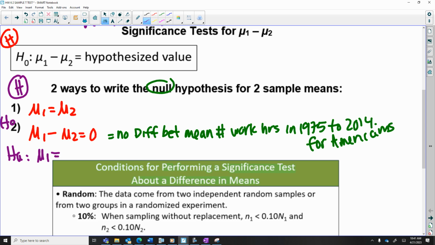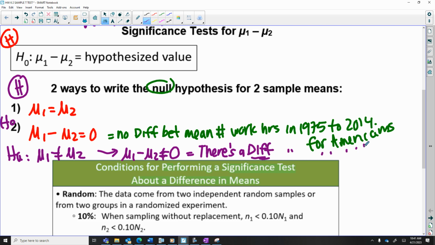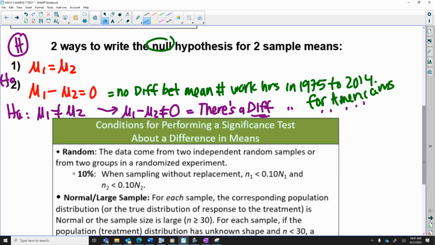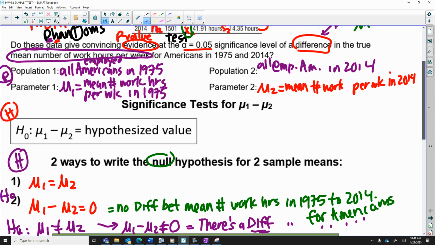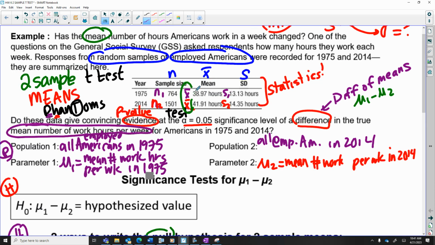There is a difference. Mu1 is not equal to mu2, or mu1 minus mu2 is not equal to 0. There is a difference between the mean number of working hours for Americans in the 2 years. I think there's a difference because I'm sure it went up. Let's look back and see. Did it go up? Yep, it went up just based on the sample, but is it a significant difference, right?